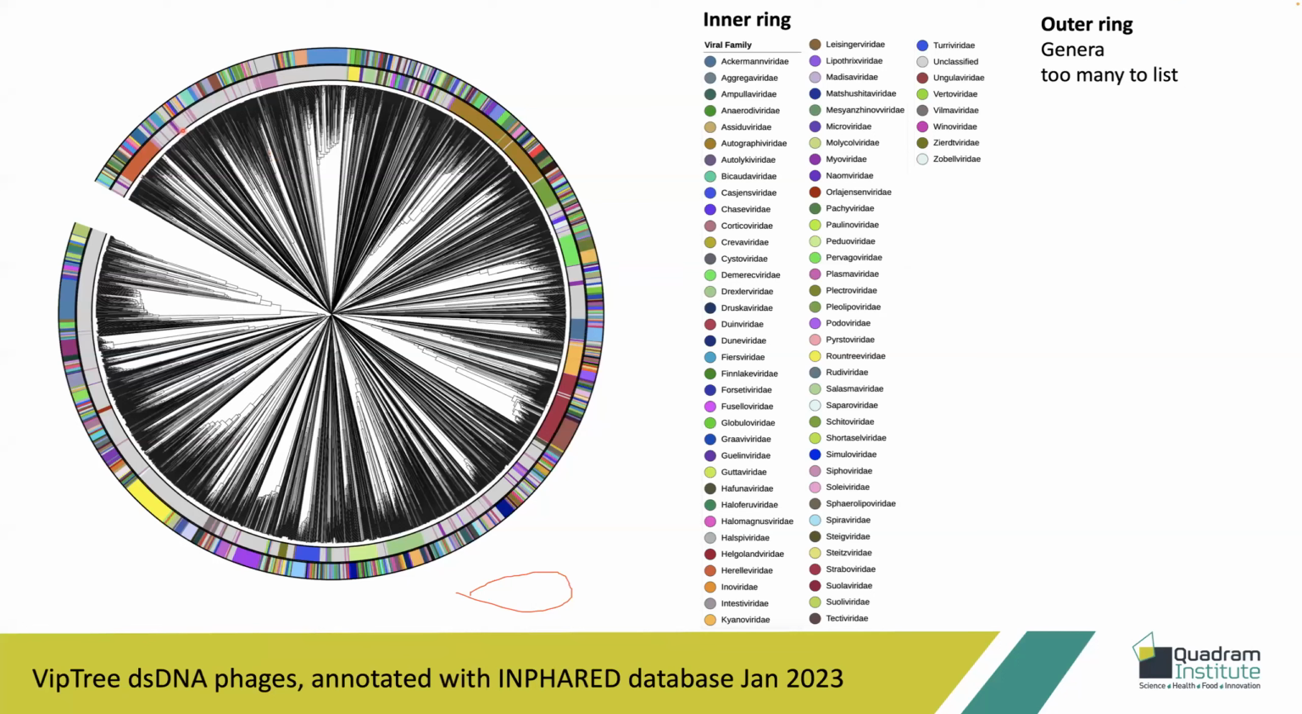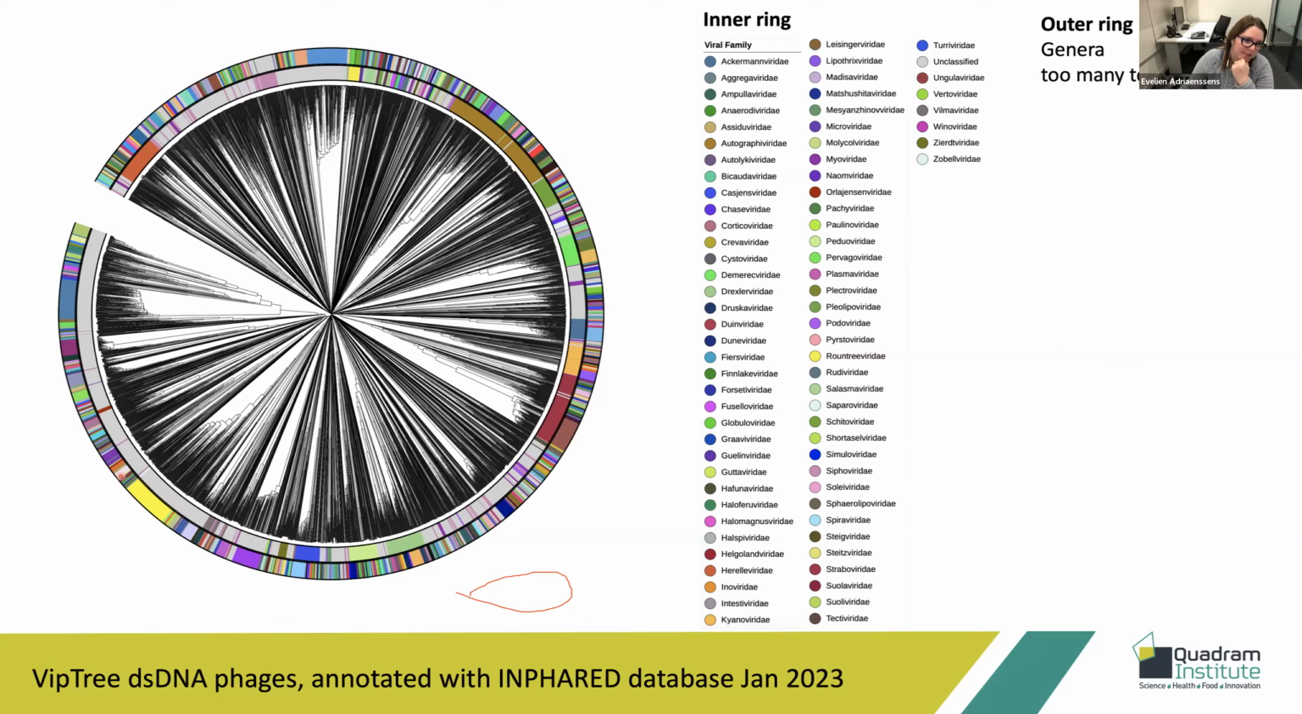And then you can see that unclassified is in gray. So certain areas of the tree, like this one, we've done a pretty good job in annotating. And this is those Straboviridae and Cyanoviridae here. So we've done a good job. This area of the tree, not so much, because there's a lot of gray here. So we still have a lot of work to be done.